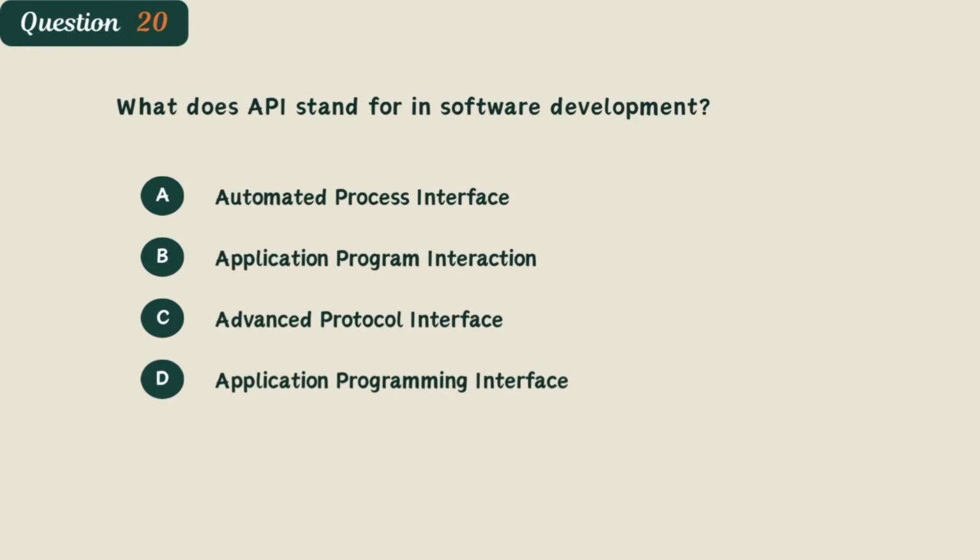Question 20. What does API stand for in software development? A. Automated Process Interface. B. Application Program Interaction. C. Advanced Protocol Interface. D. Application Programming Interface.